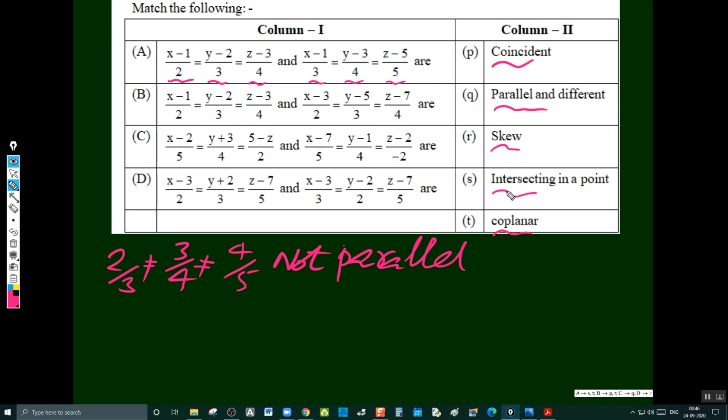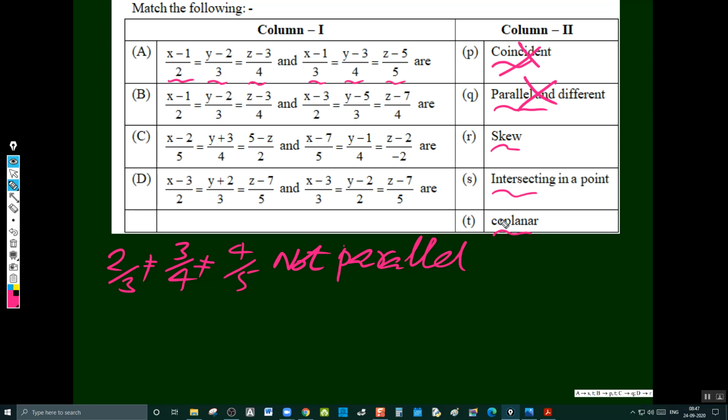Coincident is there, intersecting in a point is there. If they are not parallel, they may become skew lines also. So how to decide intersection here? Important, please listen to this carefully. So we have decided that they are non-parallel. That means this option will not be there, this option will not be there.